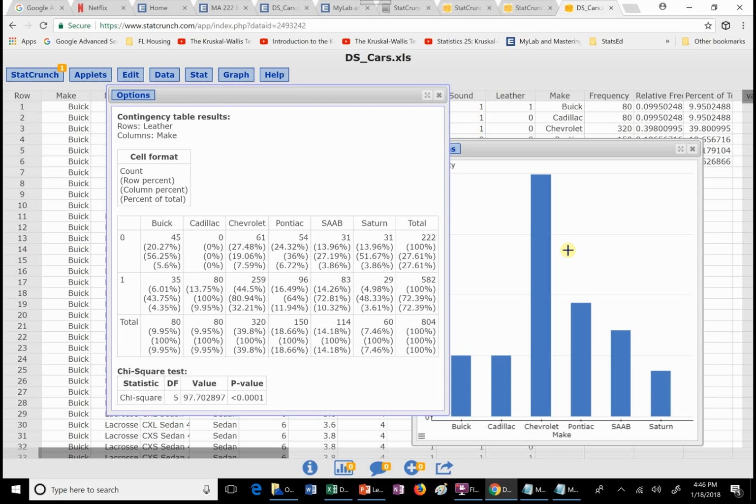So let's take a look at this and make sense of this. If I look at the Buick, under the Buick and 0, if I look at where Buick and 0 intersect, what does that 45 tell me? What does that mean? They don't have leather. Right. So it says we have 45 Buicks that don't have leather. So this must mean that 35 Buicks have leather, right?